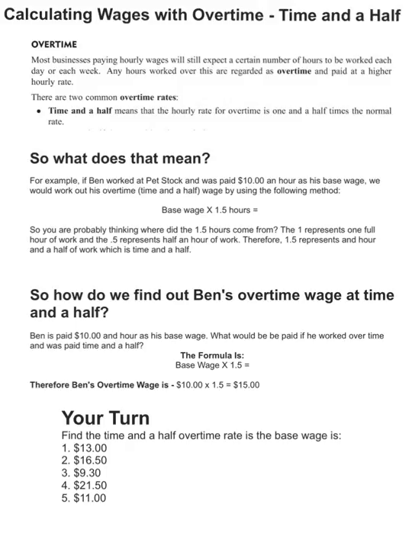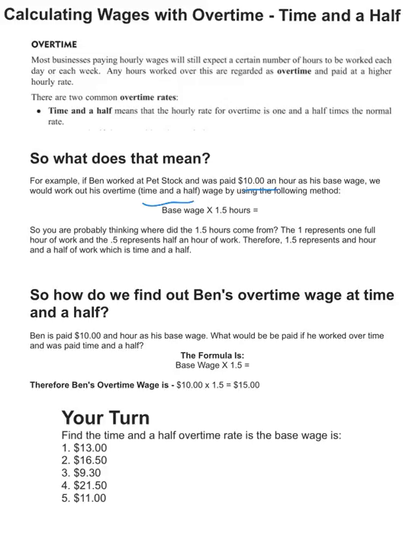Time and a half means that the hourly rate for overtime is 1.5 times the normal rate. So what we're going to do now is have a look at that and break it down using an example. So what does all of this mean? For example, if Ben worked at Petstock and was paid $10 an hour as his base wage, we would work out his overtime, which is time and a half, by using the following method.